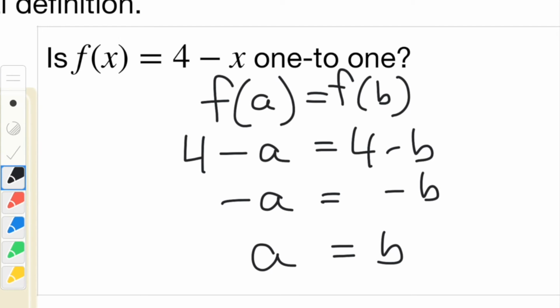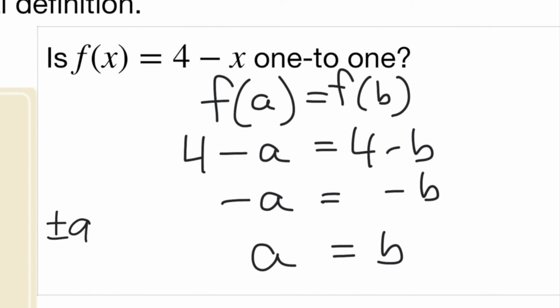Sometimes you can't, and it would look like this. If you ever get to plus or minus a, like if you have to take the square root of both sides, and you get plus or minus a is equal to plus or minus b, then it is not a function. Because positive a could equal negative b, and that's not what we have. That's not the end goal here.